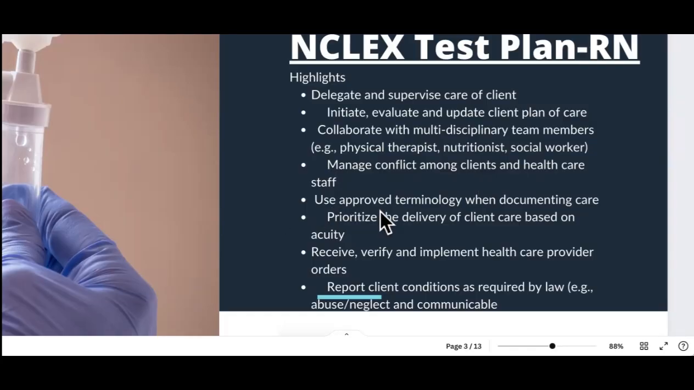All right, then we have use approved terminology when documenting care. And then there's prioritizing the delivery of patient client care based on acuity. Okay, that's a big word there.